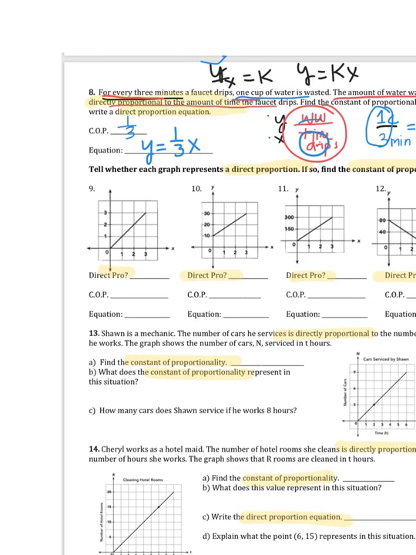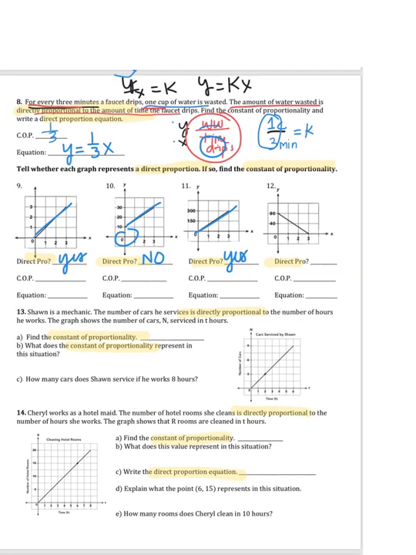Okay, these graphs are easy. A direct proportion has to go through the origin right there. It has to be a straight line. So is that first graph a direct proportion? Yes. Is this a direct proportion? It's a straight line but does not go through 0. So no. Straight line goes through 0. Yes. Straight line goes to 0. No. Okay, so this one I just do yes, no, yes, no. I don't need to do those.